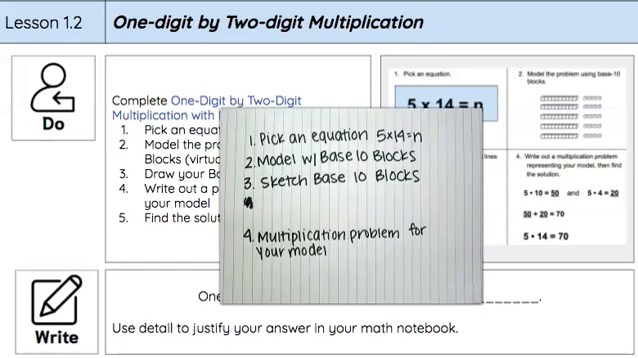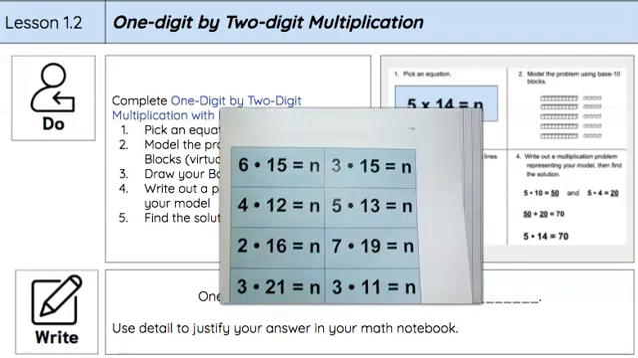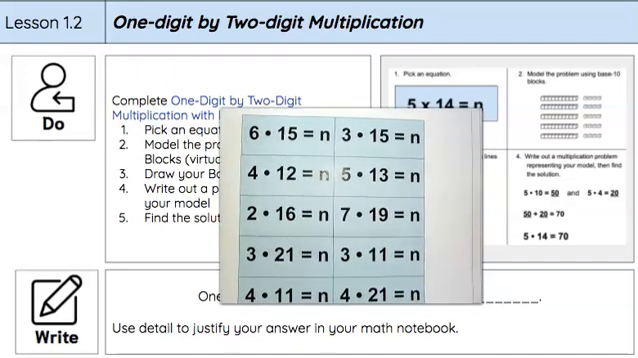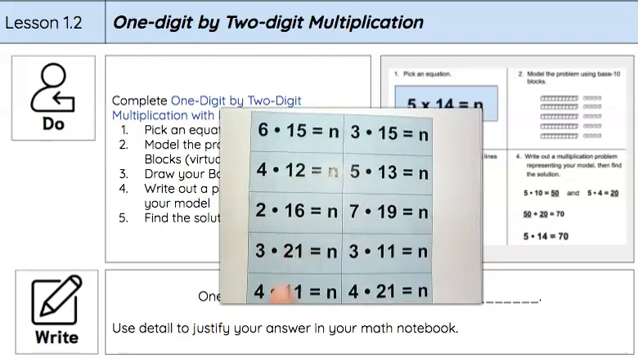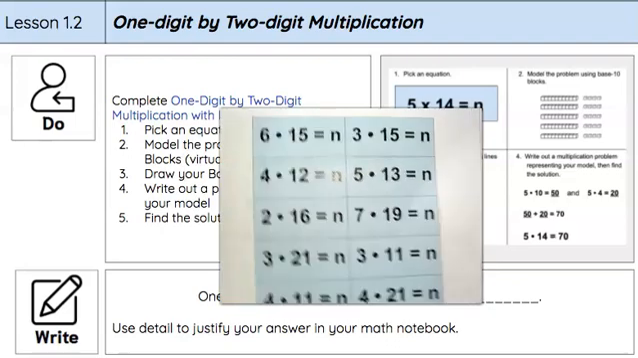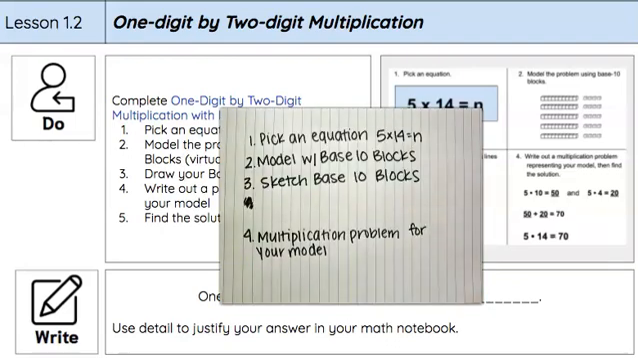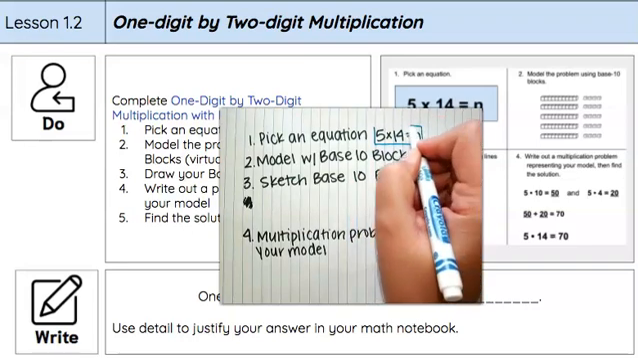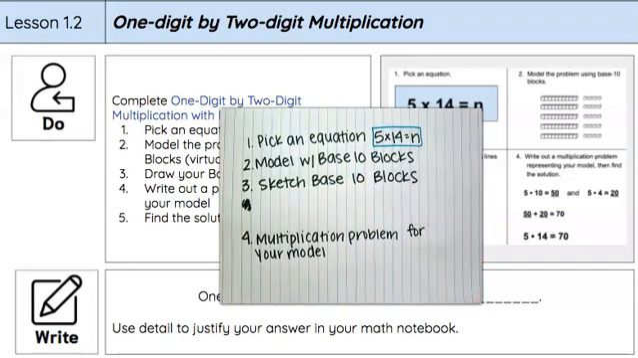Here's your task for today. Your first step is going to be to pick an equation. You use this paper to pick an equation. You could even cut them out and then shuffle them and draw a random one if you'd like. So my equation that I picked is 5 times 14 equals n.